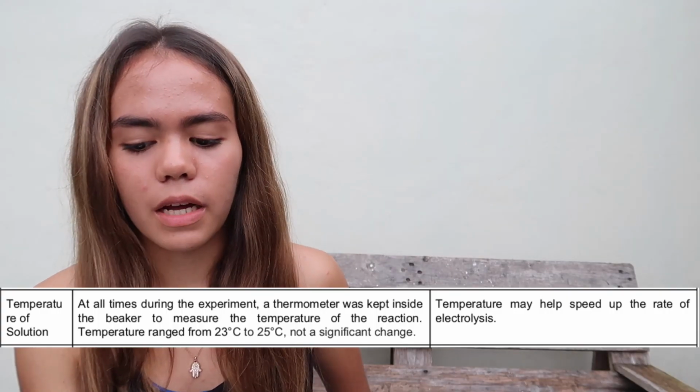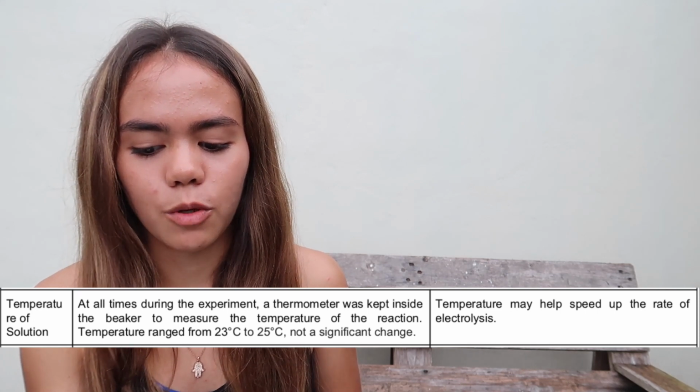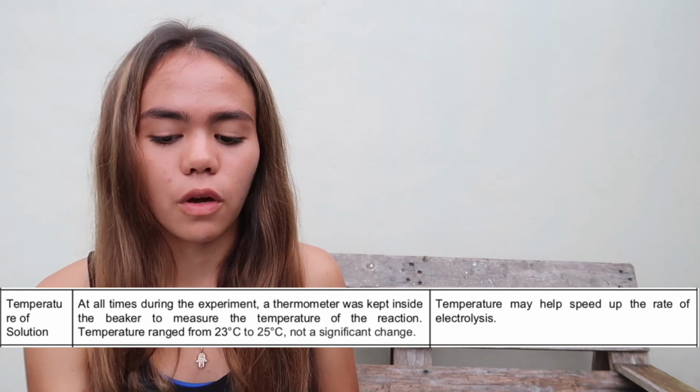Okay, so for example on my IA, I said the room temperature was monitored using a thermometer. Temperature ranged between 23 and 25 degrees, so it is unlikely temperature would have had a large effect on the experiment.